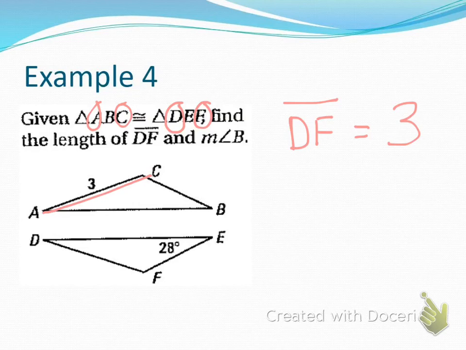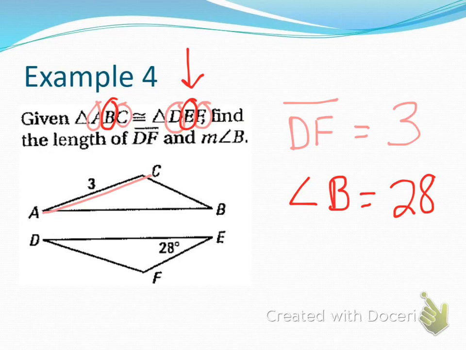And then B. B is the second letter. So what's the second letter in this triangle? E. So what's the measure of angle E? 28. So B has to be 28.